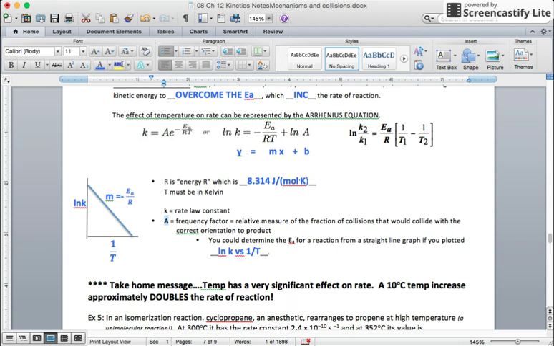If, for instance, you could just slam two things together and it's going to be the correct orientation, it's not real sensitive to how the things collide, then it's going to have a low A value. If, on the other hand, it's like an enzyme and there are active sites and the substrate has to collide just a certain way to make the collision effective, then it's going to have a higher A value. For our purposes, I would give you that number if you needed it, or you could just pull it off the graph because it would be related to the y-intercept. So I wouldn't worry too much about that.